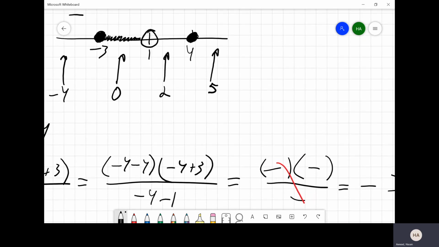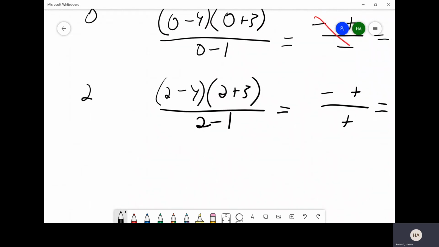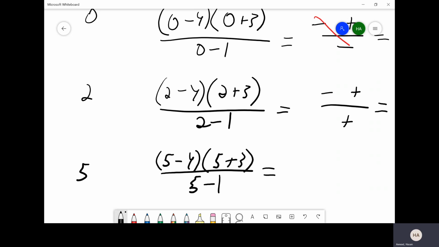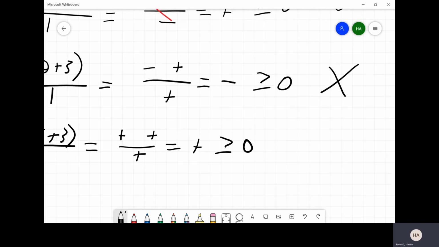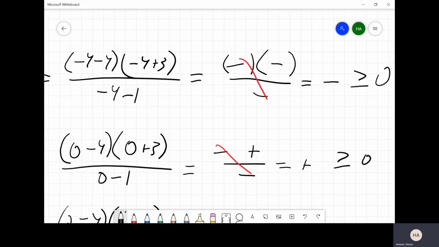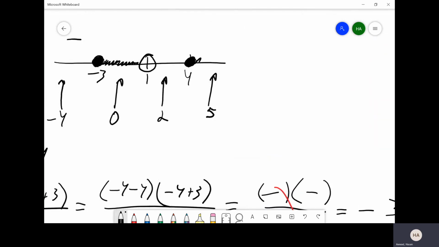And last test is 5, right? So testing 5, we get 5 minus 4 times 5 plus 3 over 5 minus 1. And 5 minus 4 is positive. 5 plus 3 is definitely positive. 5 minus 1 is still positive. All positive, so we know it's definitely positive. And positive is, in fact, greater than 0. So this one works too. So now we just have 4 going all the way to infinity. And that one definitely works as well, right? And I just want to shade that in a little more. Sorry, my OCD is killing me.